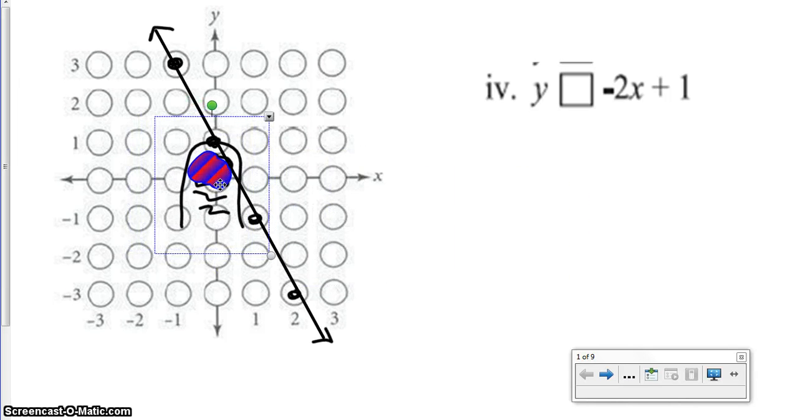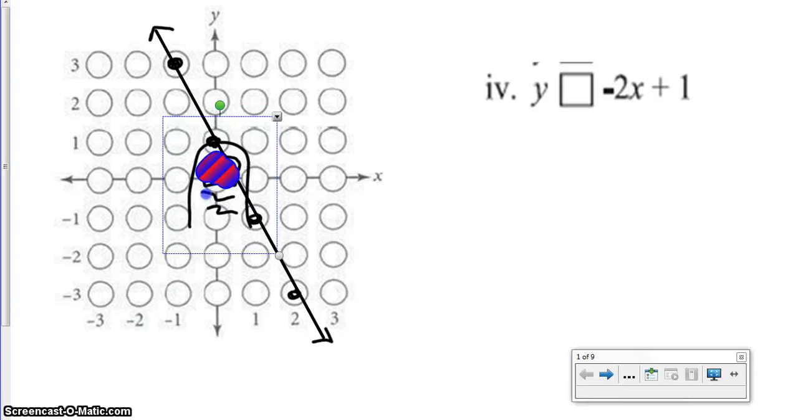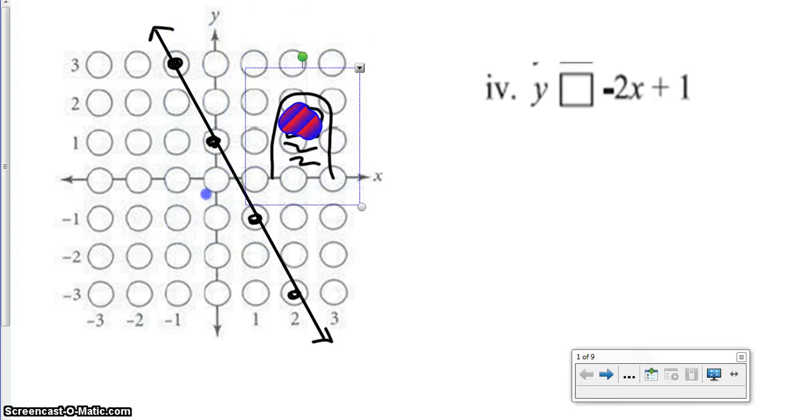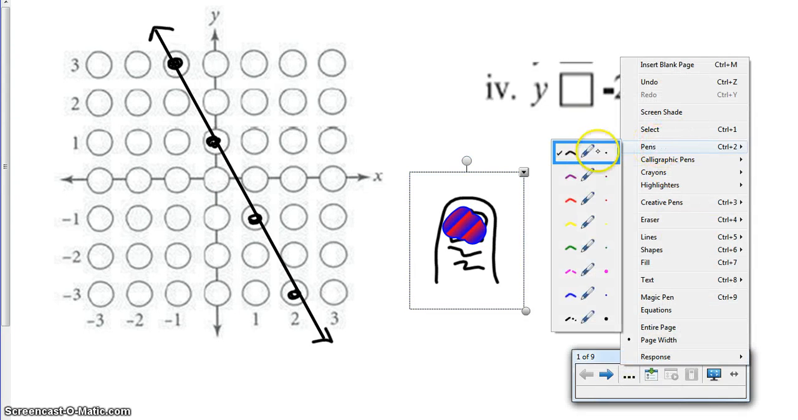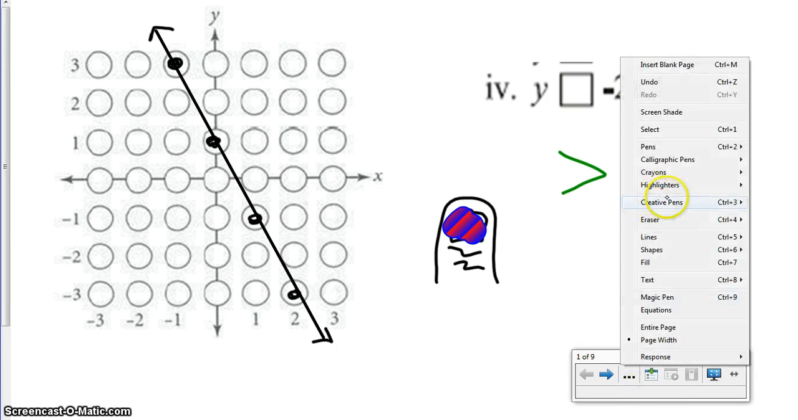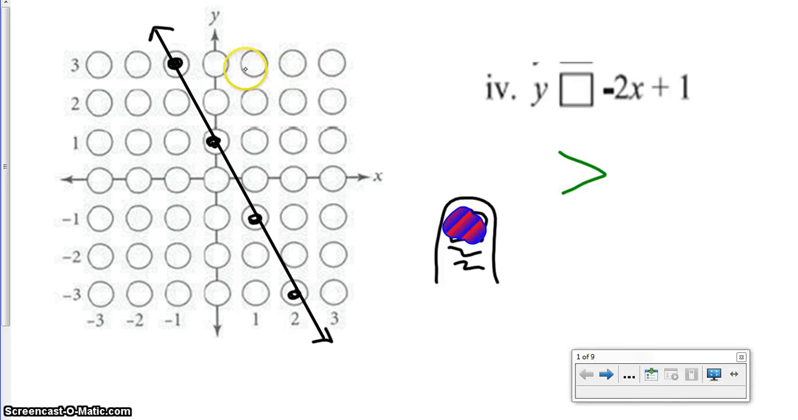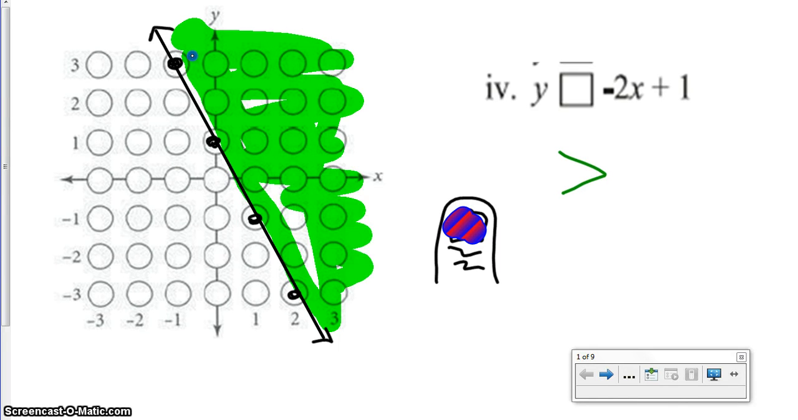So at this point, I put my fat finger of fate on the positive 1. And when I move my finger up the y-axis, everything that I have touching the fat finger of fate is those things that are greater than, okay? So Mrs. Rose is going to use a green, and she's going to say that green is greater than. And so the highlighter is a little bit easier to use. So everything from infinity and beyond on this half plane is greater than that equation of y is equal to negative 2x plus 1.